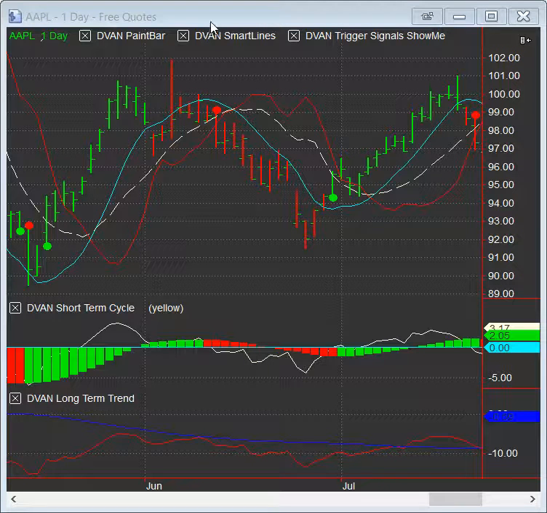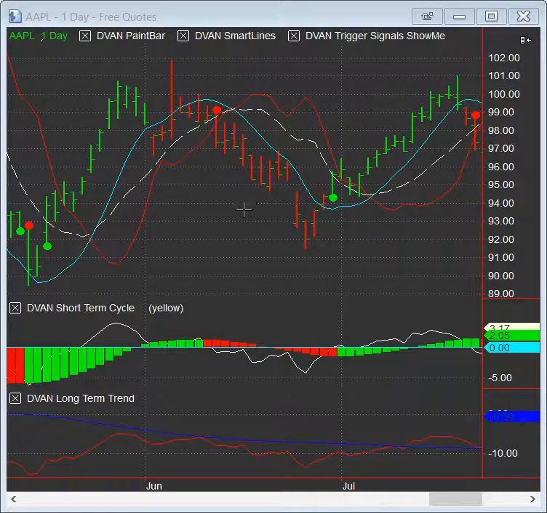Today we're looking at the DVAN SmartLines package available on MultiCharts. I have all the indicators available in the package up on this chart of Apple. It's a daily chart of Apple. The package is applicable though on equities, fixed income, futures trading, index, currencies. So applicable on all asset classes and time frames, but in this case we're using Apple as an example.